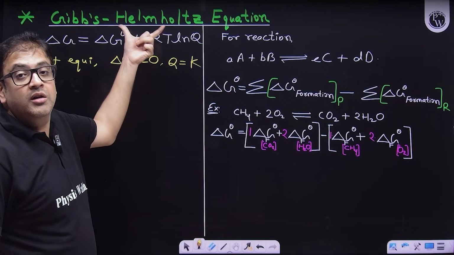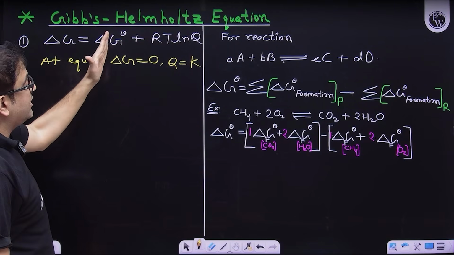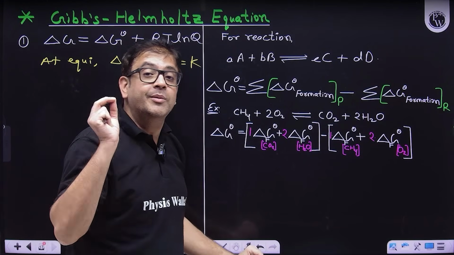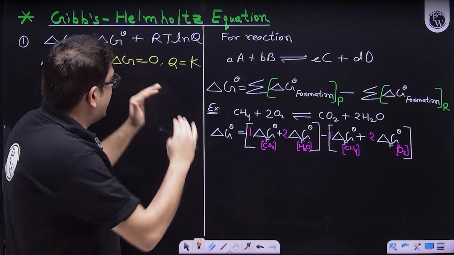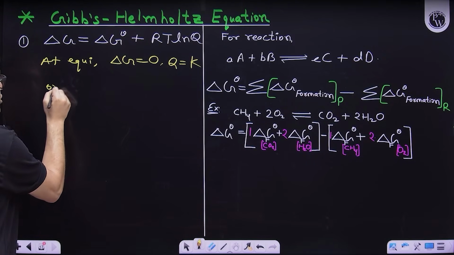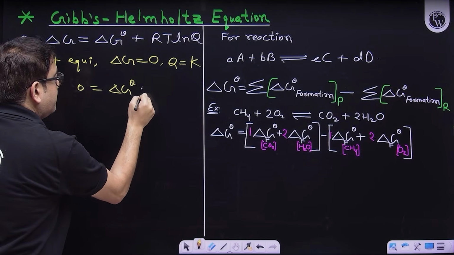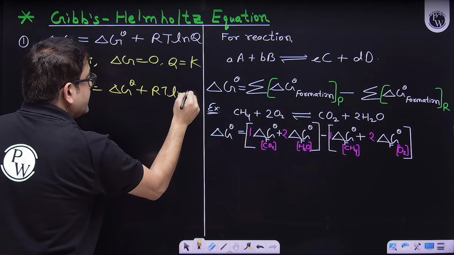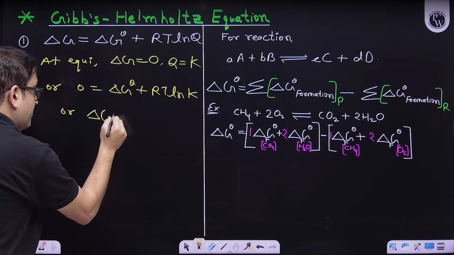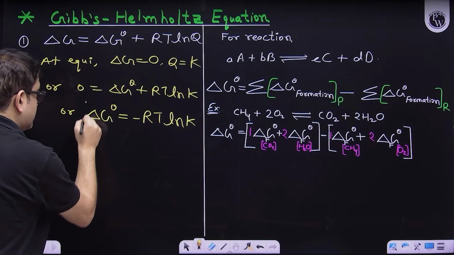We have to learn the Gibbs-Helmholtz equation because it's a statistical equation. So delta G is equal to delta G naught plus RT ln Q, where R is the universal gas constant, T is temperature in Kelvin, and ln is log to the base e. At equilibrium, I'm putting this data in the equation. So what do I get? Delta G is 0, so 0 is delta G naught plus RT ln of K, writing K instead of Q. Now this is the beautiful formula. You will definitely be getting questions on this one.